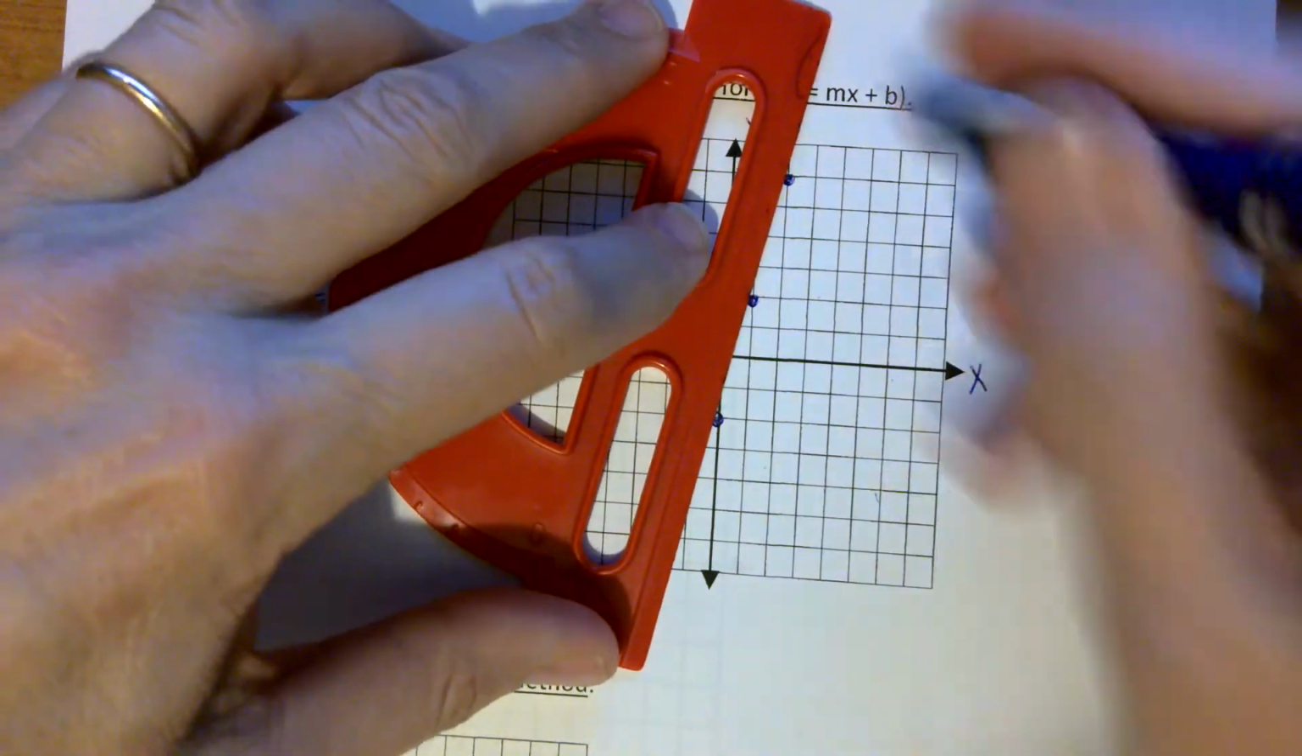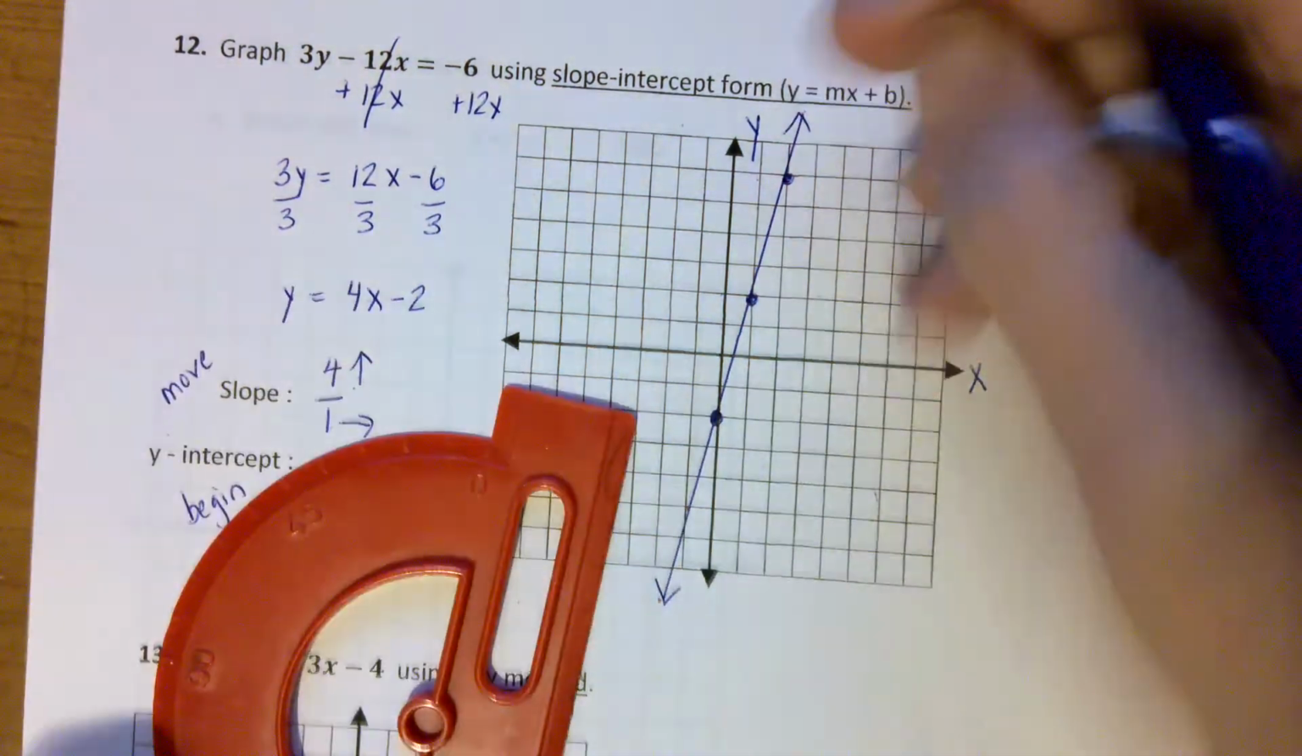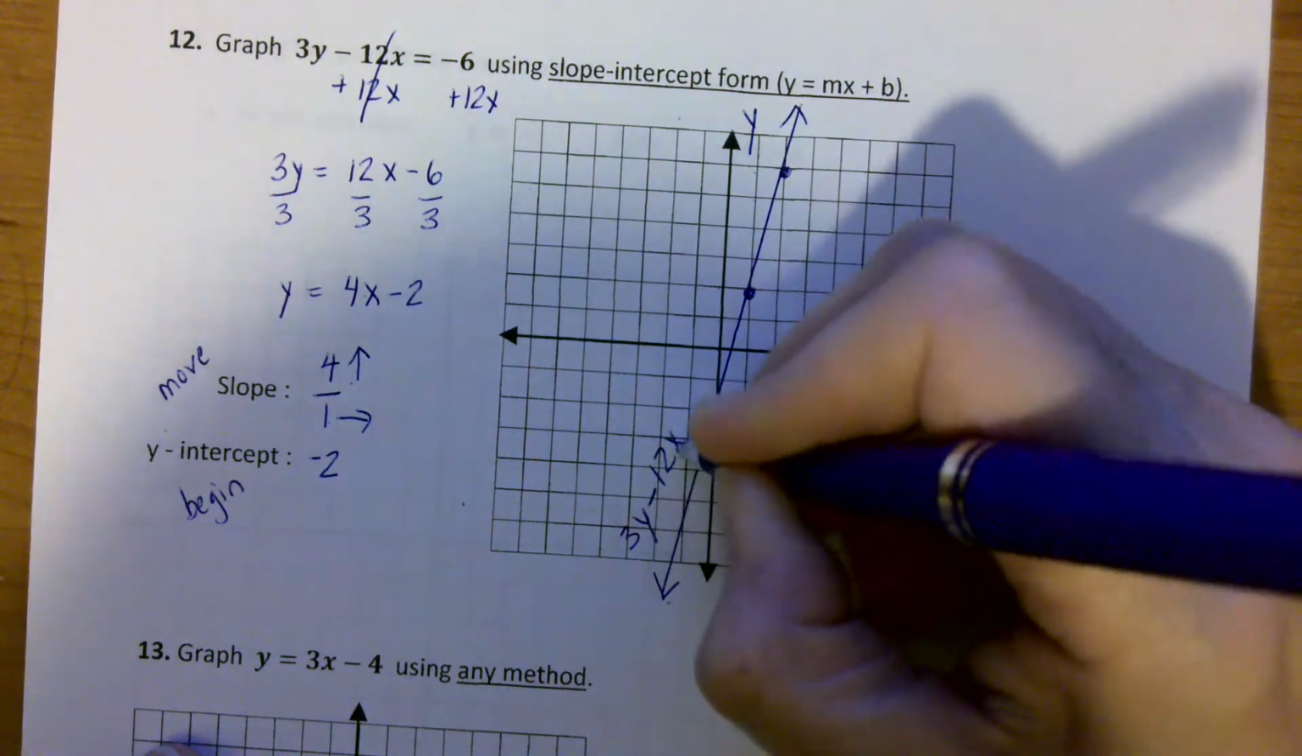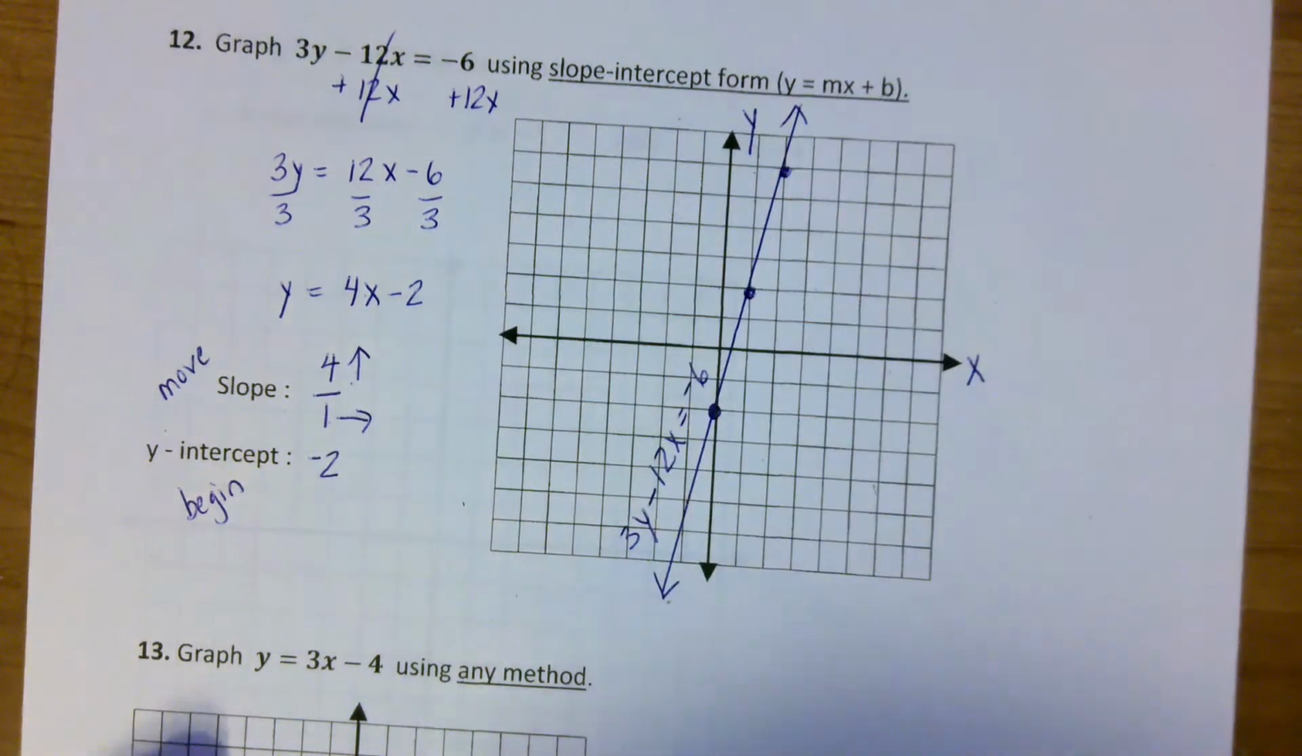We make an arrow, a line with an arrow all the way across the graph, the coordinate plane. And you write the equation. I usually write the original one. If you write the y equals, that should be fine.